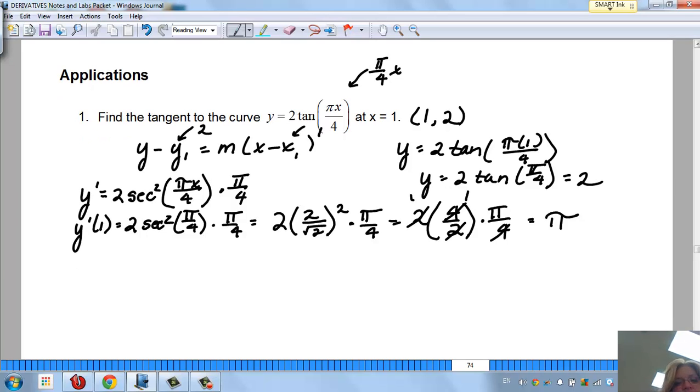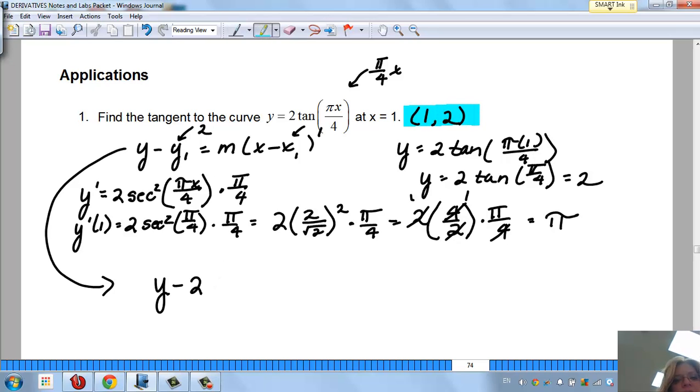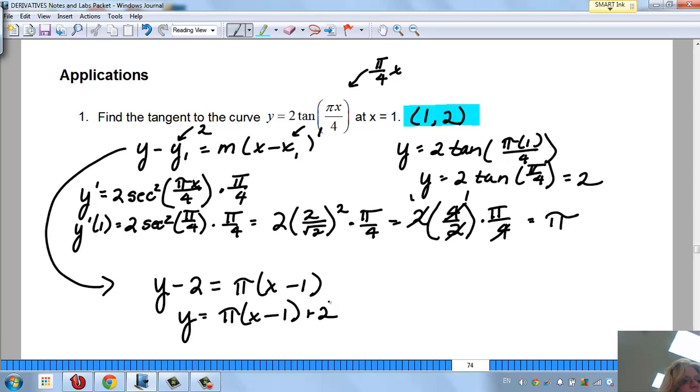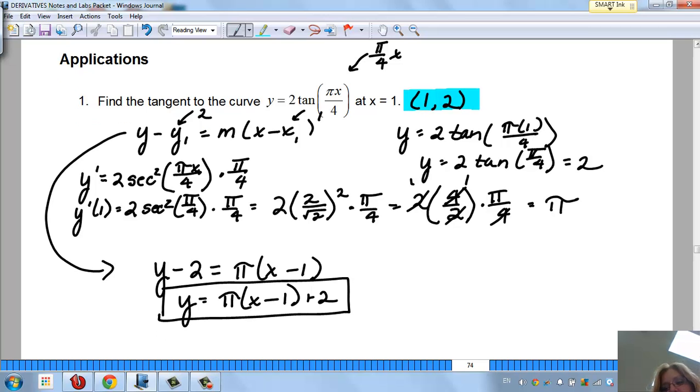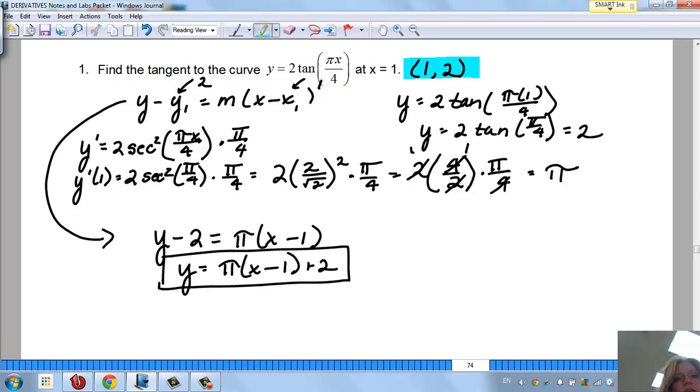So if I put this in my formula here, I'm just going to write this down here. My tangent line is going to be y minus 2. That's the y value of my point that we found before. And then equals the slope, and the slope is pi times (x minus 1). So our equation of the tangent line is going to be y equals pi(x minus 1) plus 2. And we can actually multiply that through if you needed to, but that's good enough for me. I will take that for the equation of the tangent line at that point.